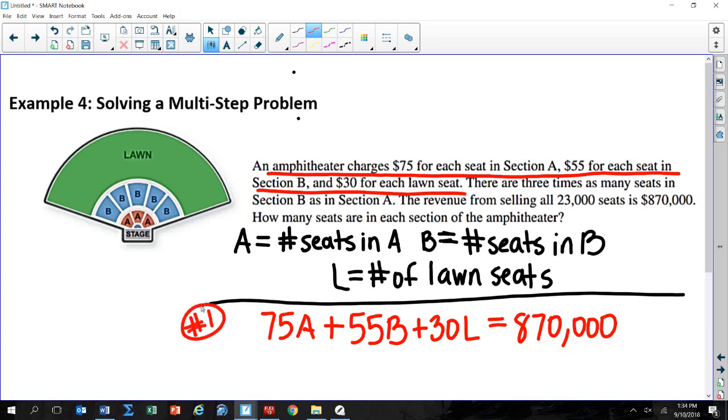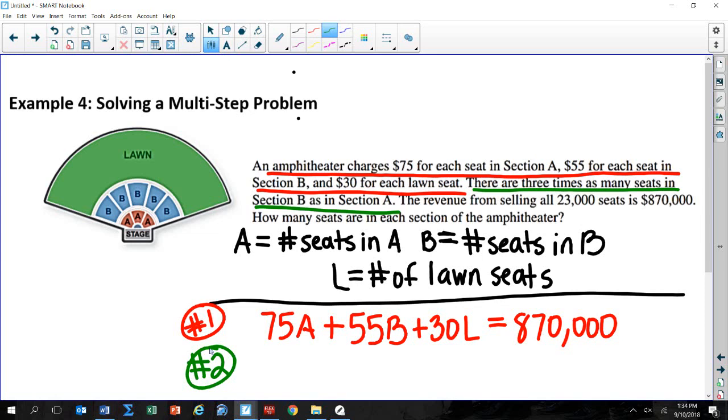Okay? Equation number 2 says there are 3 times as many seats in section B as in section A. So there are 3 times as many seats in section B as there are in section A. Section A is right here by the stage. In section B, there's more of section B. So if I'm talking about equation number 2, how would I write that equation to say that in section B there's 3 times more seats than in section A?